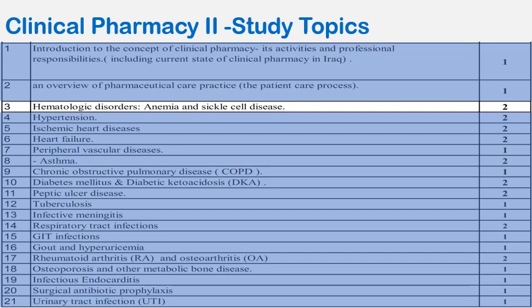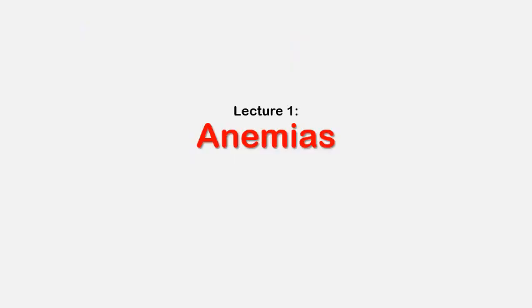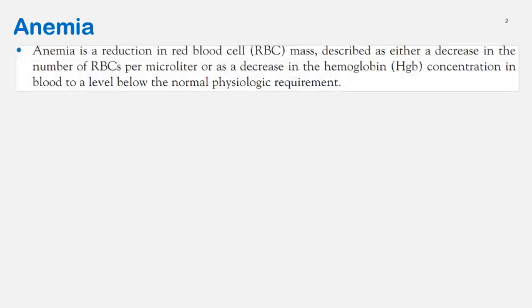At the beginning, we will start by discussing hematological disorders, including anemia, sickle cell, and sickle cell disease. Anemia, by definition, is a reduction in the RBC mass. It is described as either a decrease in the number of RBCs per microliter or a decrease in the hemoglobin concentration in the blood to a level below the normal physiological requirement.